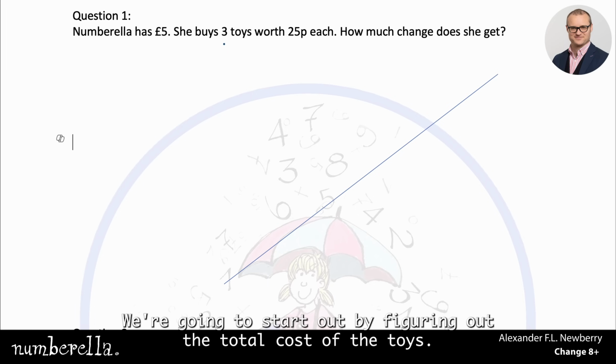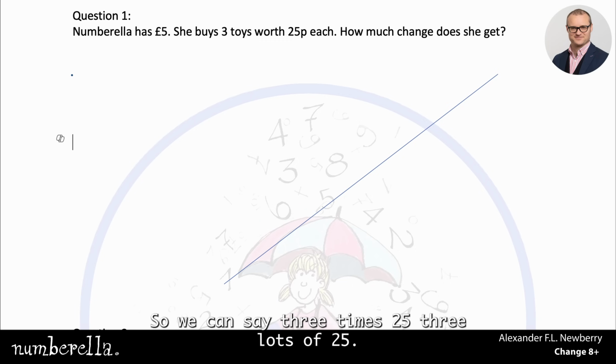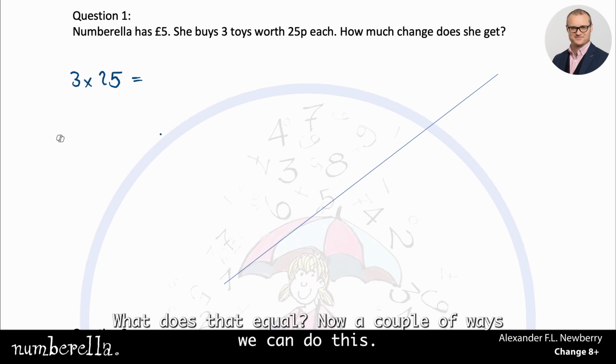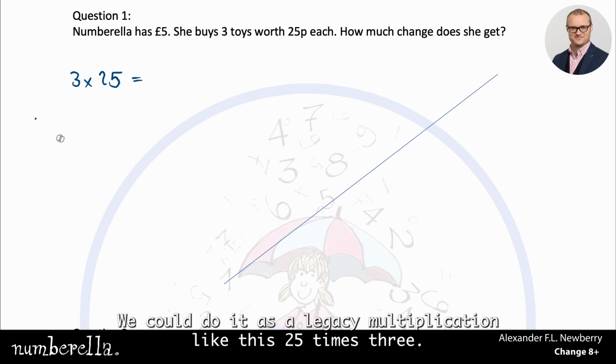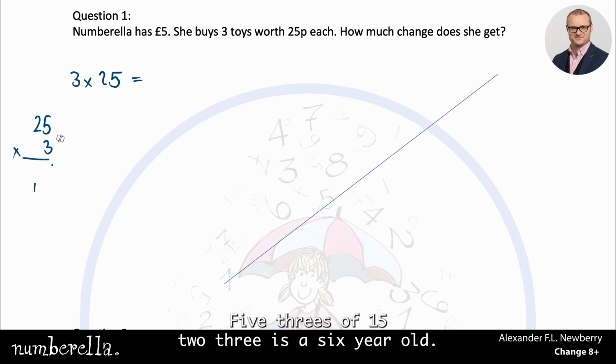We're going to start out by figuring out the total cost of the toys. So it's 3 toys worth 25p each. So we can say 3 times 25, 3 lots of 25, what does that equal? Now, a couple of ways we can do this. We could do it as a legacy multiplication like this, 25 times 3. Most people will be familiar with that. 5 3s are 15, 2 3s are 6, add 1 is 7, giving us 75.